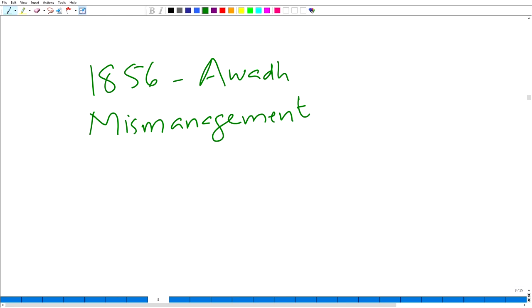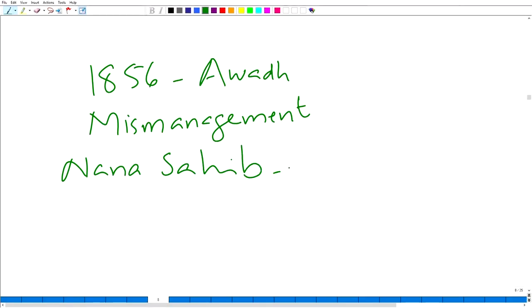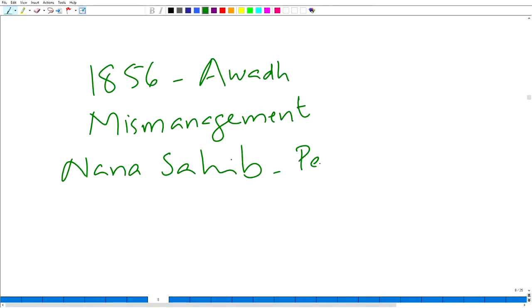The British adopted Oudh by using mismanagement, claiming that Nawab Wajid Ali Shah was mismanaging Oudh. On this pretext, Oudh was annexed to the British Empire in 1856. Nana Sahib was denied pension because he was the adopted son of the last Peshwa, Peshwa Bajirao II.